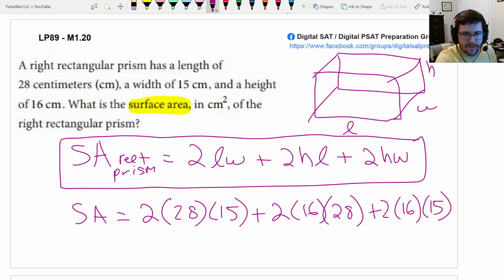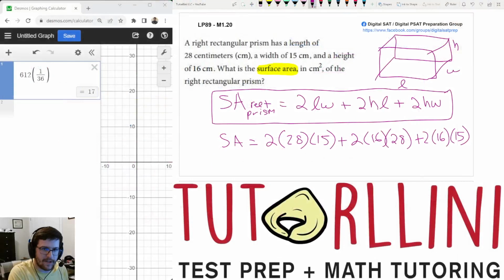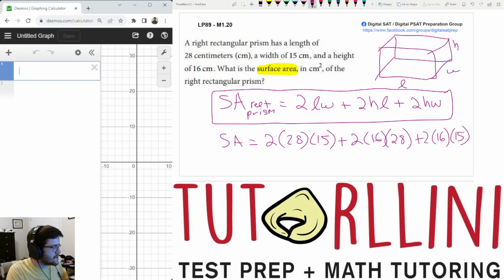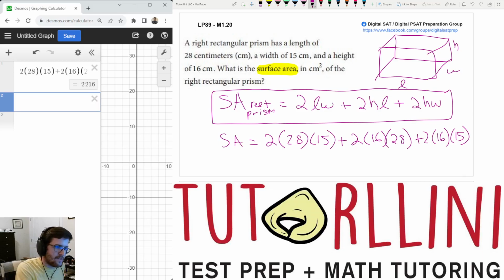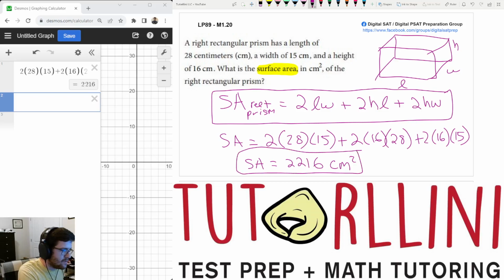And now there is absolutely no reason for me to do any of that math in my head. Let's see what this gives us. And I'm just going to write it exactly as it's written. 2 times 28 times 15, plus 2 times 16 times 28, plus 2 times 16 times 15. And I get a surface area of 2216. And it has the units squared because it's an area. So centimeters squared. And that is correct for that one.